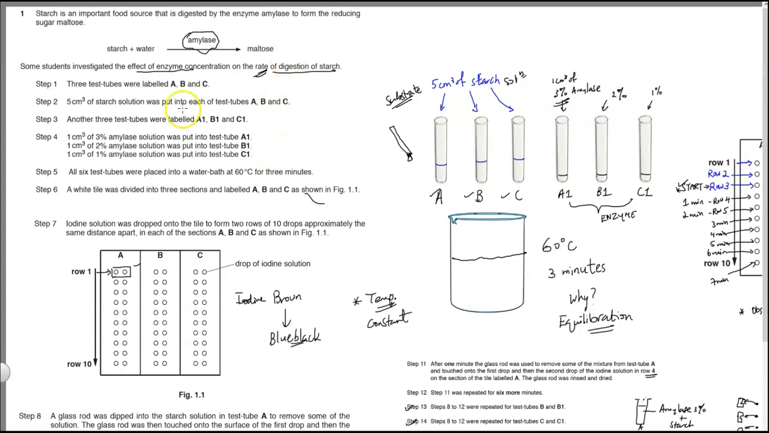So the next step is about putting all these tubes, all of the 6 of them, in a water bath at 60 degrees for 3 minutes. Now, why do we do this? We do this in order to equilibrate, all right? So the term is equilibration, to equilibrate all these tubes. The goal is to make sure that the temperature of these tubes, that is the content inside those tubes, the solution that's inside each of these tubes, should all be at the same temperature.